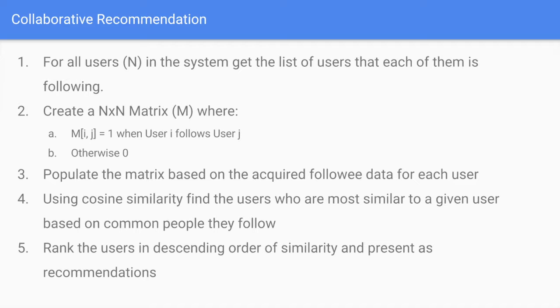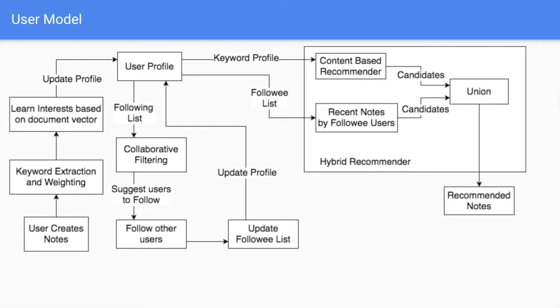The idea is that if a particular user A follows another user B and a user C also follows user B, then there's a high similarity between user A and C, so we can recommend C to A or vice versa. This is the user model which we have built. It starts from creation of nodes, building a user profile, creating a keyword profile, and then using a hybrid recommender to recommend nodes.